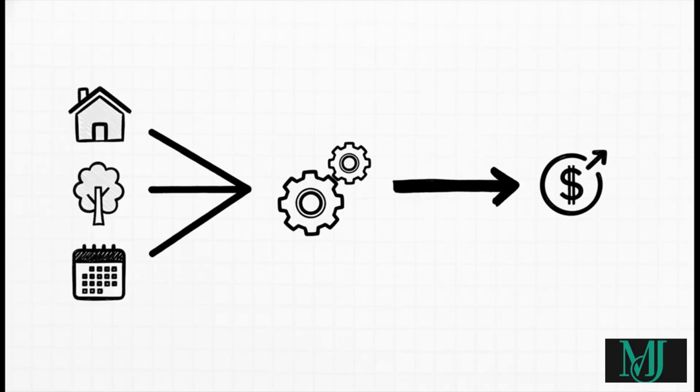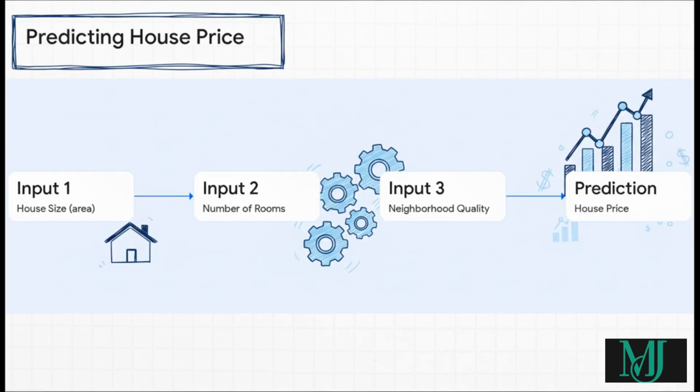But wait, what about when many factors work together? That's where multiple linear regression steps in. Picture predicting a house price. It's not just about square footage. It's bedrooms, neighborhood, roof age, all of it. Multiple regression lets us combine all those inputs to get one far more accurate prediction.